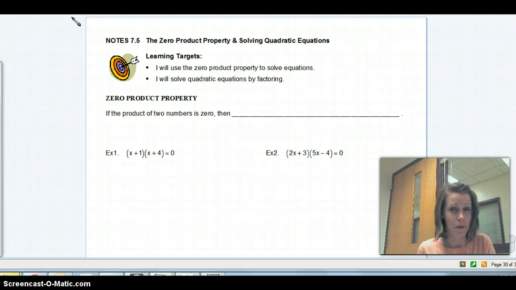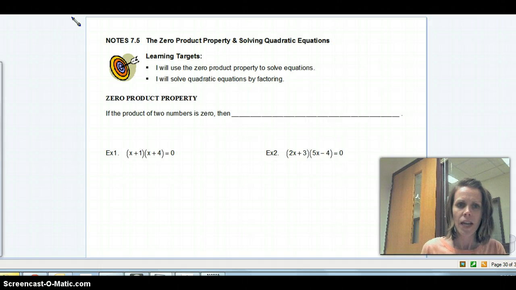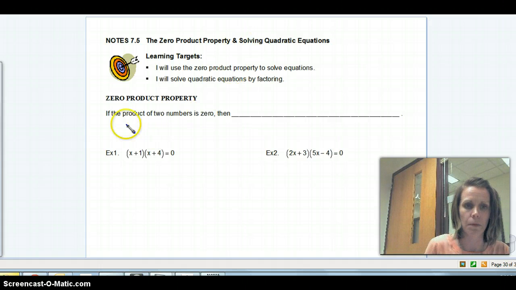We spent a lot of time on factoring. So we're going to end this unit talking about a special property. And you guys are going to actually be solving equations, which is a really important skill to know before you move out of here from algebra. So somewhat of a review and somewhat new because it's factoring. So let's go ahead and jump right in and talk a little bit about this zero product property first.